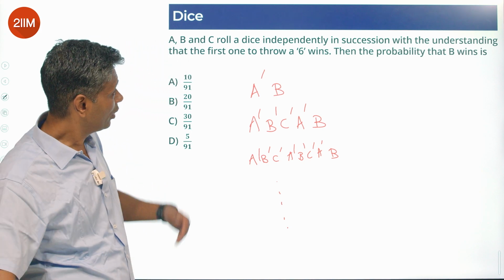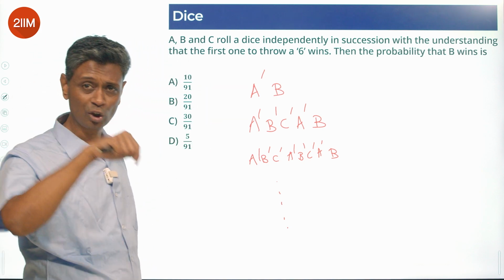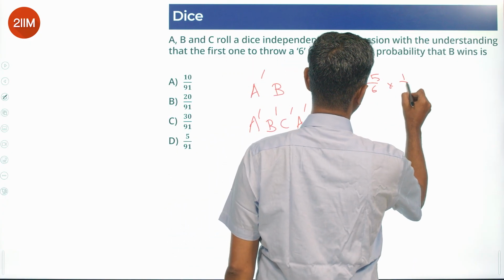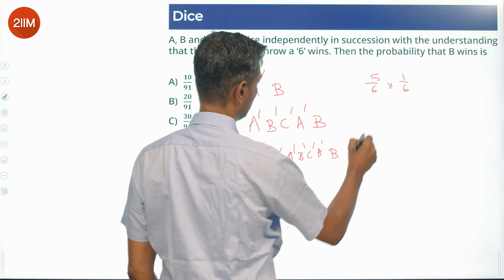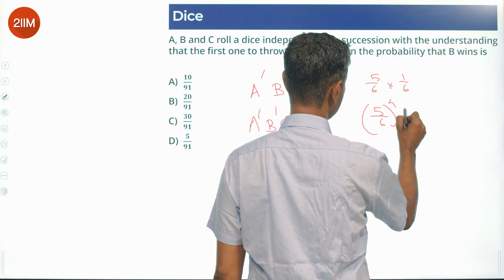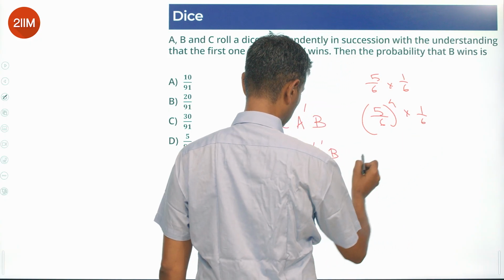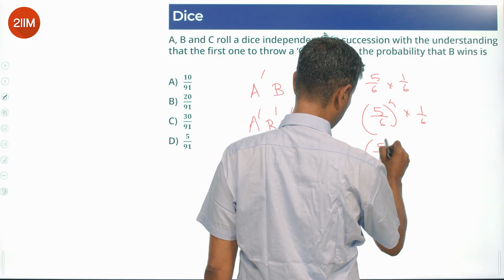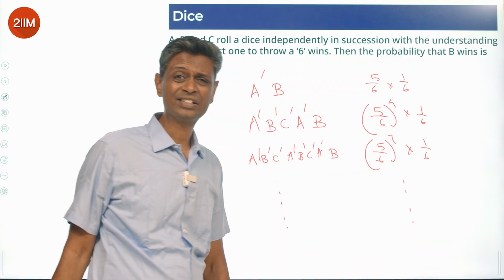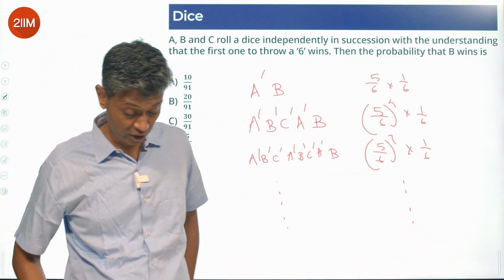Right. What is the probability that this can happen? A does not throw a 6, 5 by 6 into 1 by 6. What is the probability that this happens? 5 by 6 power 4 into 1 by 6. 5 by 6 power 7 into 1 by 6, and so on. It's a nice infinite geometric progression.